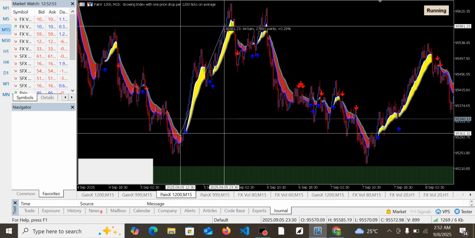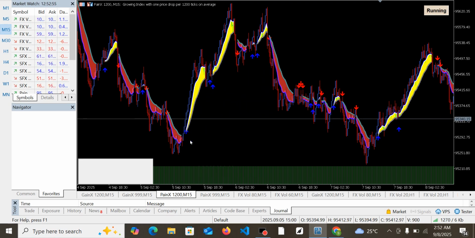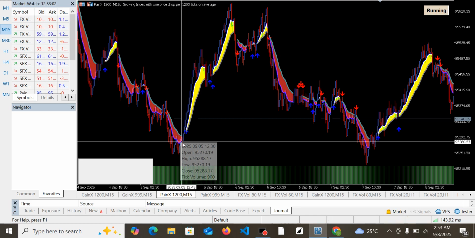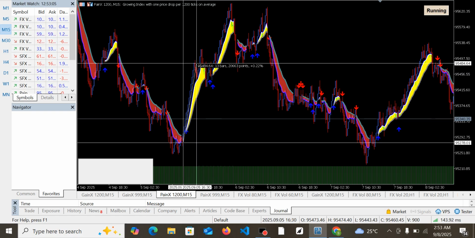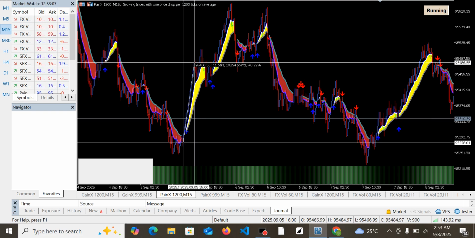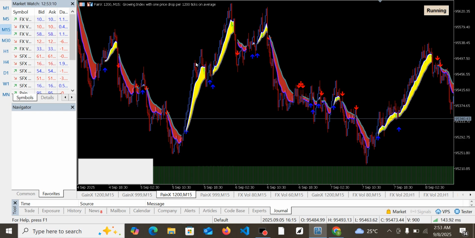Check it out. This is 15-minute candles. You can see this is on uptrend. This is PainX 1200. You can see for how many candles? Let me calculate the candles. For about 11 15-minute candles, no major spikes happen around here. You can imagine you trying to catch spikes within this region. It means that you're going to lose all your money.